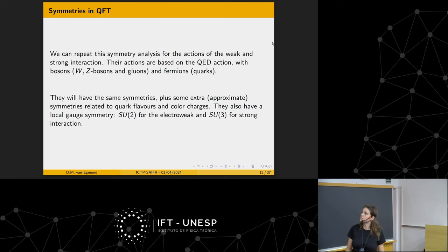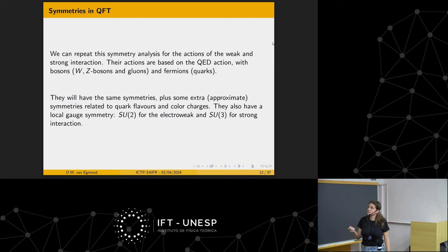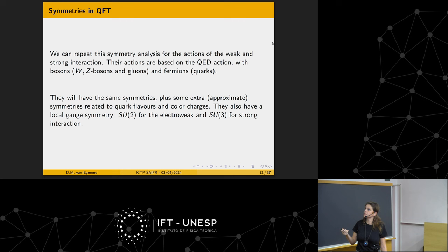So I have now made this symmetry analysis for QED, and we could do a similar analysis for the actions of the other two interactions in the standard model, which are the weak and the strong interactions. Their actions look a lot like the QED action, and they're actually based on the ideas of the QED action. We still have bosons, which are either the W and Z bosons, or the gluons in QCD, and we also have the fermionic part, which are the quarks in both these theories. They will have the same symmetries as I showed you before, well, not the Maxwell symmetries, but also CPT and Lorentz, plus some extra approximate symmetries related to quark flavors, because we have different flavors of quark, and also color charges, which play a role in QCD.